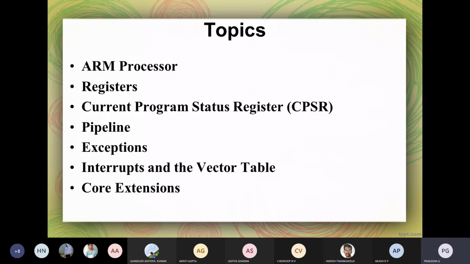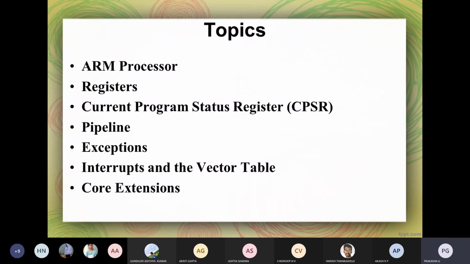The topics we are going to discuss in this chapter: first, what is an ARM processor and how it works. Next, inside the ARM processor, registers are there. How these registers are going to be useful. And one of the very important registers is the CPSR, that is, the current program status register, just like the status registers which are there in your higher level programming languages also.